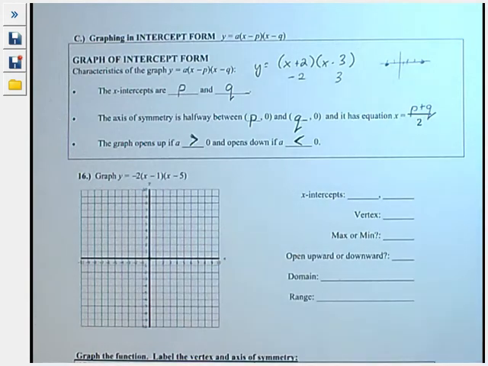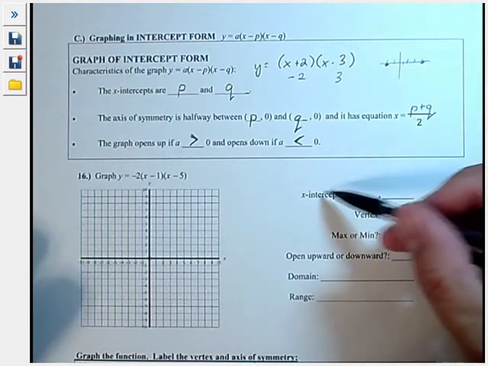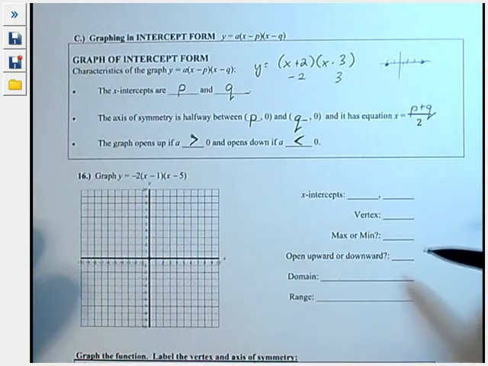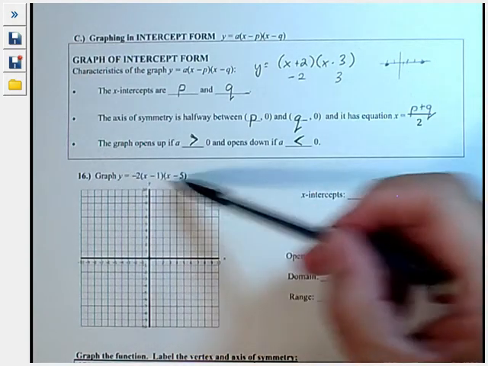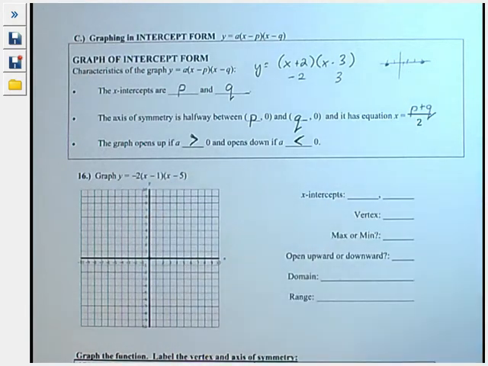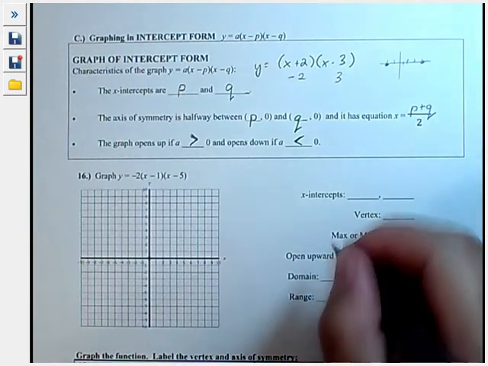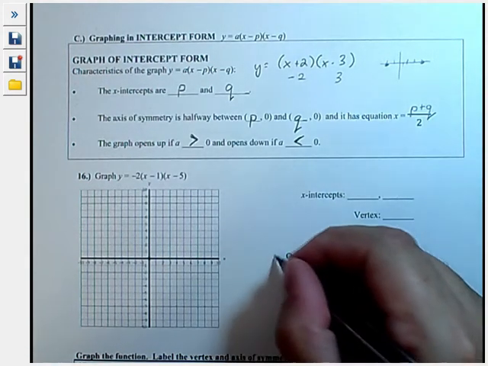Okay. So we have two sample problems right here. I'm going to do the first one for you, number 16, and then we'll do number 17 together. So the first thing I'm going to look at here is any information that I can find just by looking at this equation before I even start to graph.